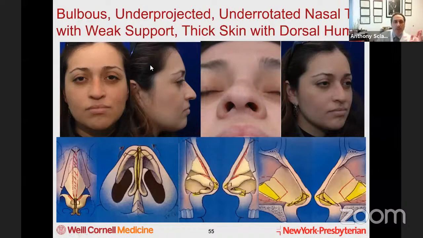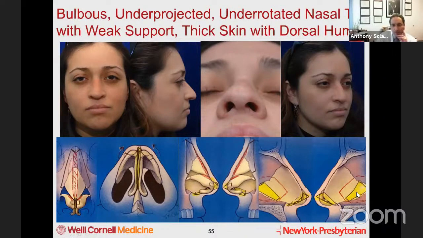She's got a dorsal hump. So what do we do? And she's got thick skin, right? She's got this real thick skin. So we're going to increase her projection with columellar... Well, we thought about a columellar strut, but instead, what we decided to do is because she had such a short septum, and we really needed definition, we're going to add a septal extension graft, and that's what you're seeing here, okay?